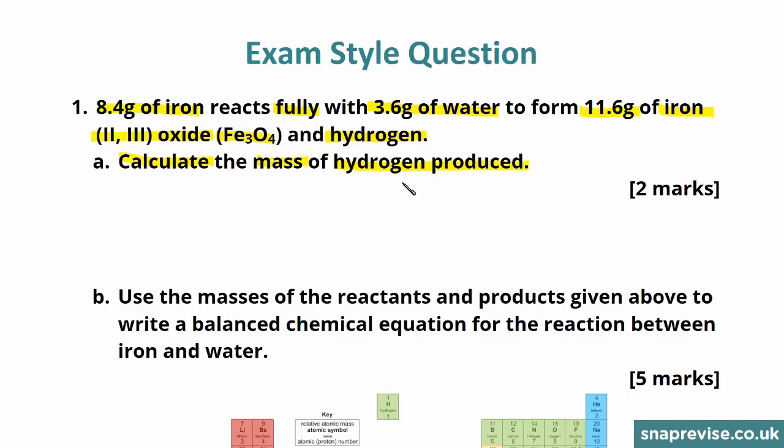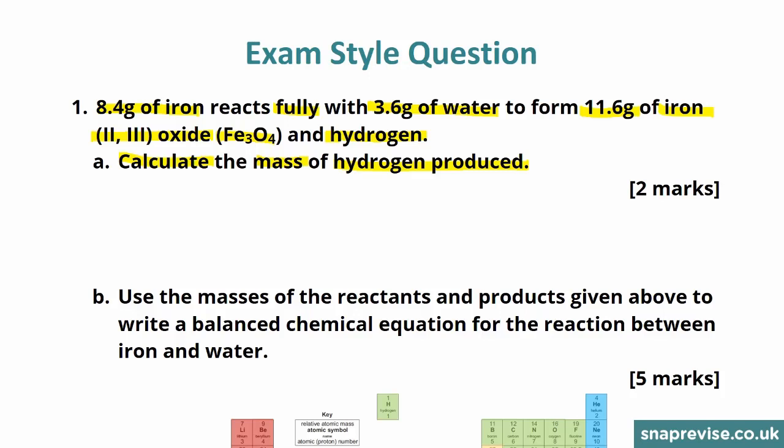of hydrogen that's produced. In order to answer this question, we need to remember a really important rule in chemistry, which is the law of conservation of mass. This tells us that in a chemical reaction, the mass of the reactants is always going to be equal to the mass of the products.